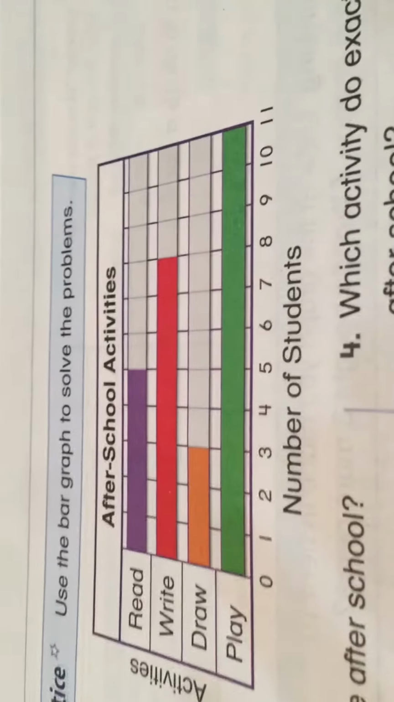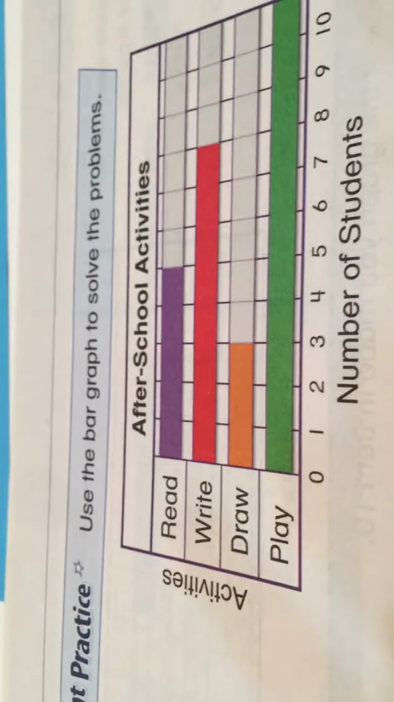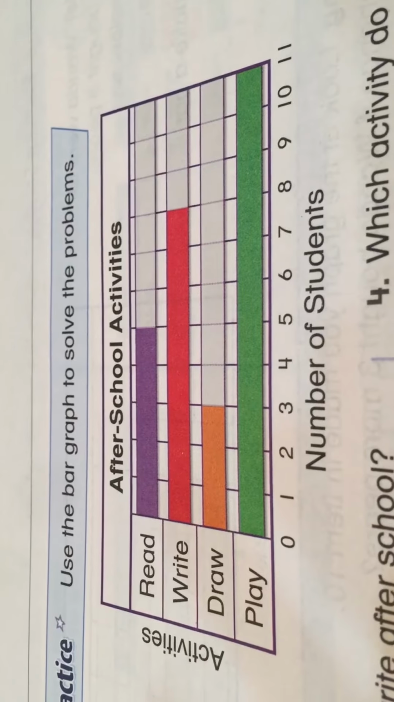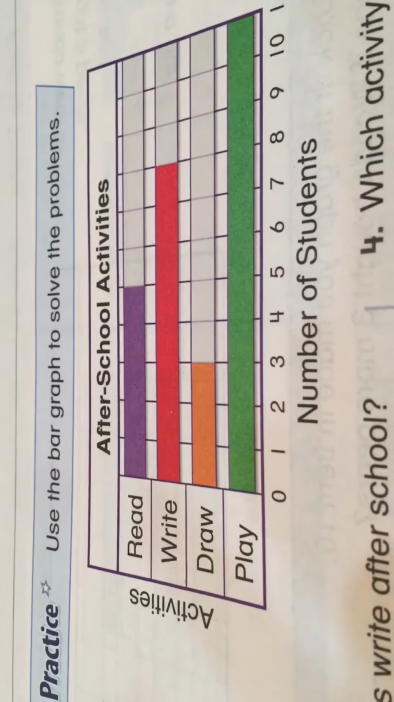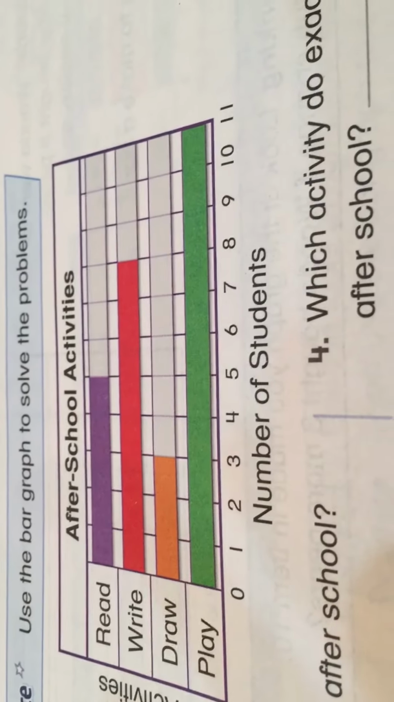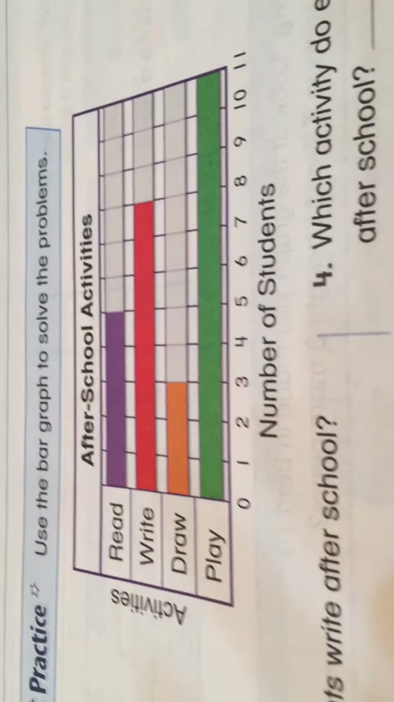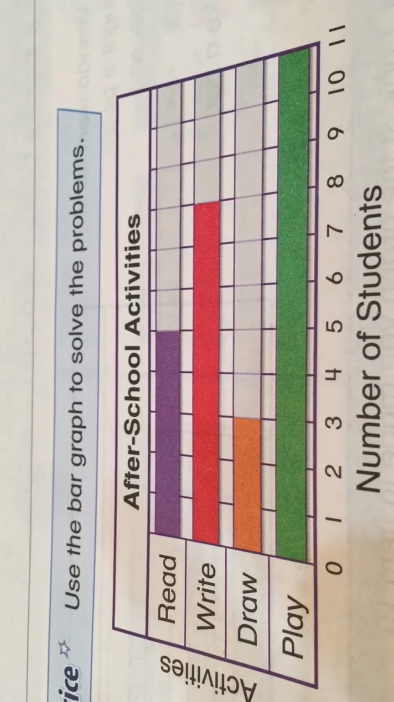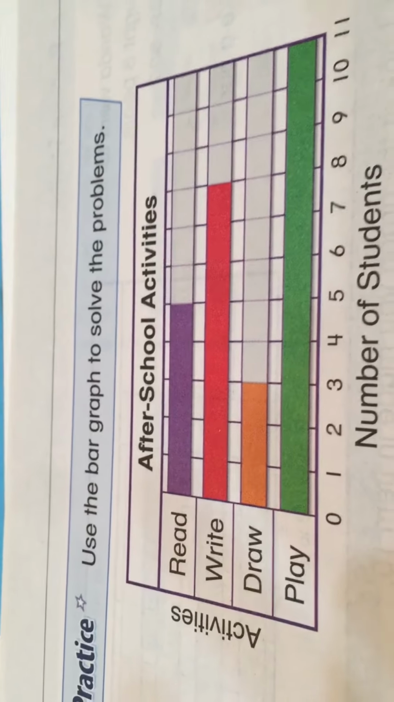Today we're gonna start from number 3. Everybody open your book, page 817. Here is our problem: use the bar graph to solve the problem. They already give us the bar graph, and they want us to answer this question. When we look at our graph, we can find all the information we need easily.